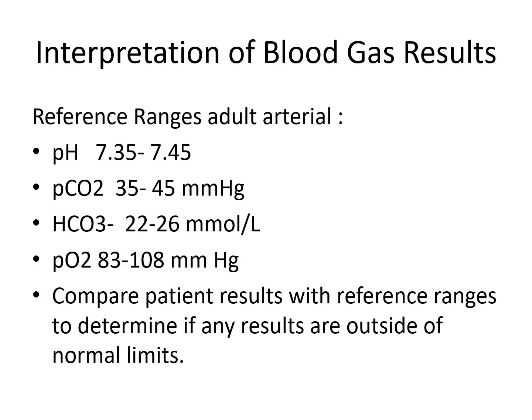These are the levels, reference ranges for adult arterial specimen. The pH should be between 7.35 to 7.45. PCO2 is 35 to 45 millimeter mercury. HCO3, 22 to 26. 83 to 108 millimeter mercury for PO2.